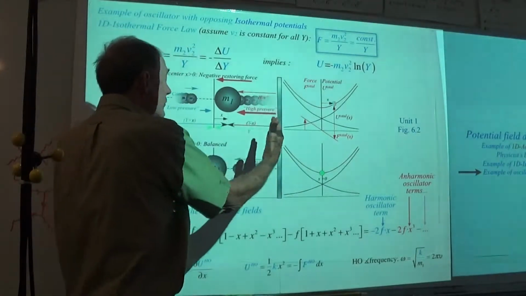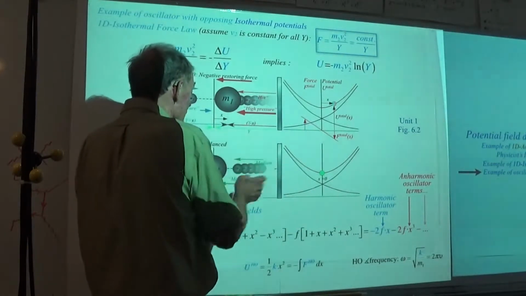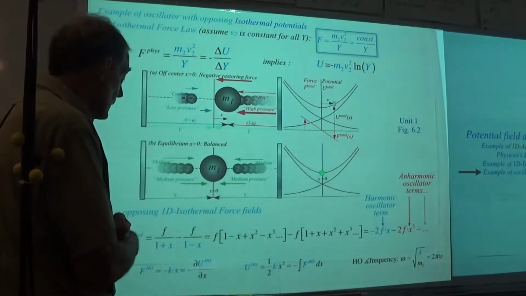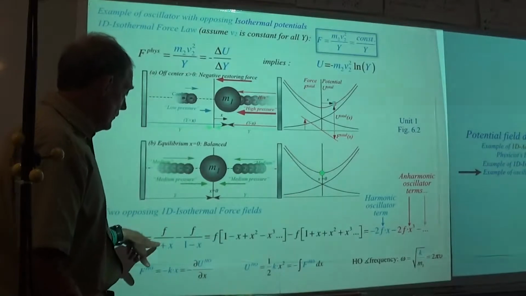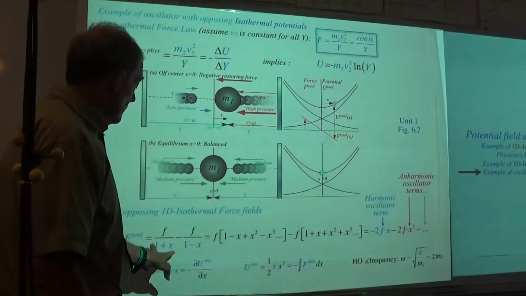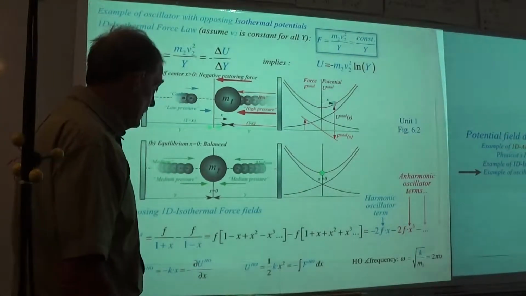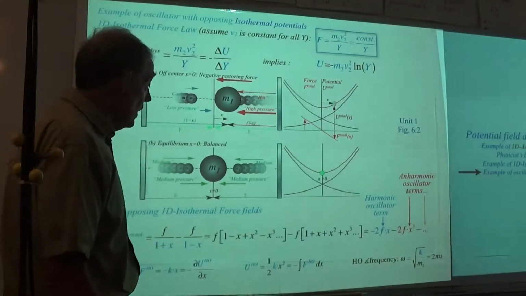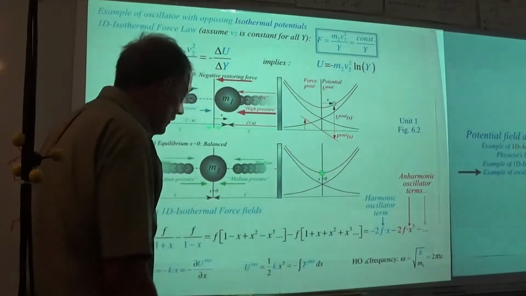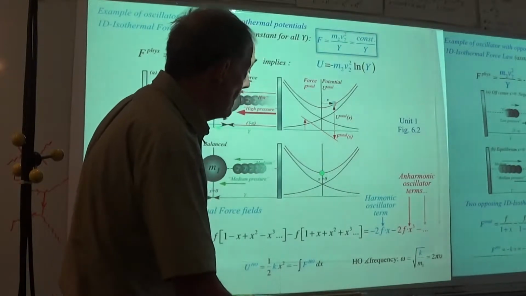So I've got walls that don't move on both sides, but then I've got something moving really fast that's making force on the big mass, M1. So here are the two opposing isothermal force fields. Basically, one plus x and one minus x is all you're looking at. Those two sum together. Now this would give you an expansion that looks like that. Let's get this going here as well.